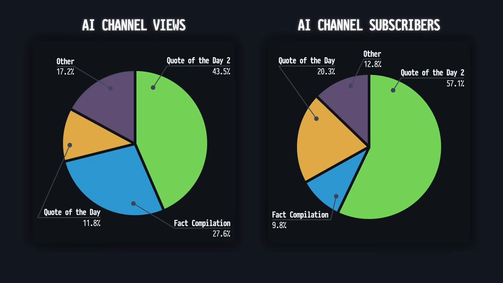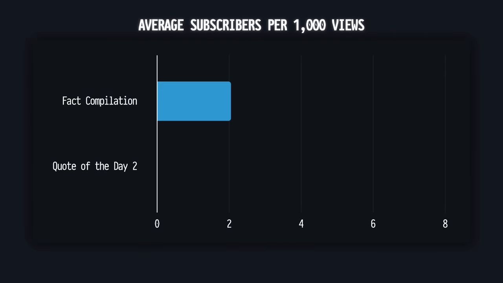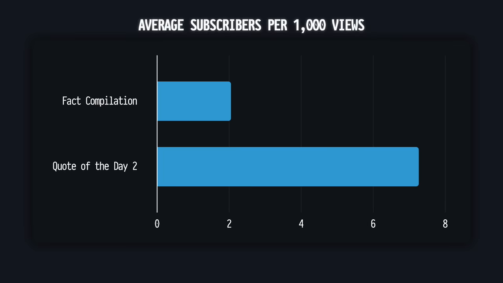Here's one last graph to really understand how effective the second style quote of the day video was. On average, for every 1,000 viewers the fact compilation videos got, about 2 people would subscribe, and this was basically the same for both the human and AI channel. However, for every 1,000 views the second quote of the day videos got, over 7 people would subscribe. This was the main reason the AI had such a large lead in subscribers over the human channel.